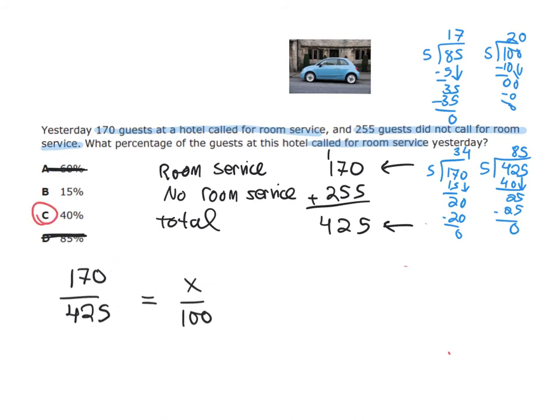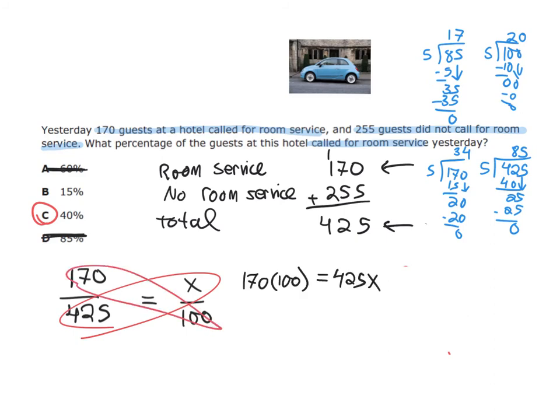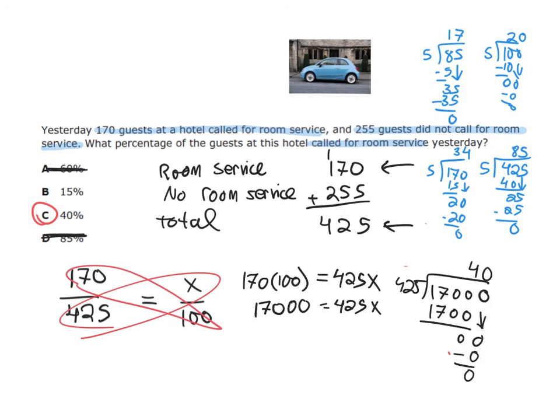Now I know some of you like to cross multiply and divide like this. Would that have worked? Sure. If you had done it that way, you also would have gotten 40%.